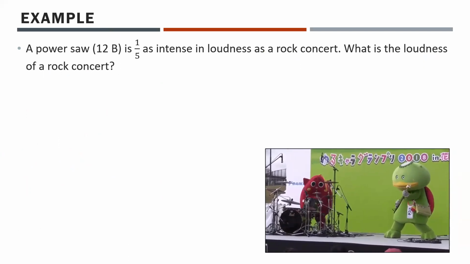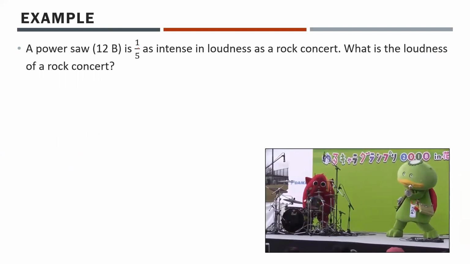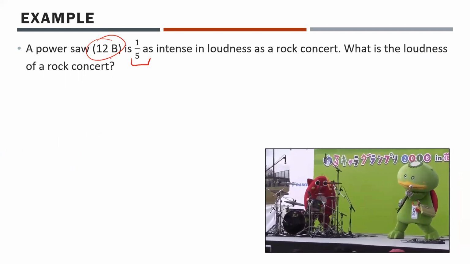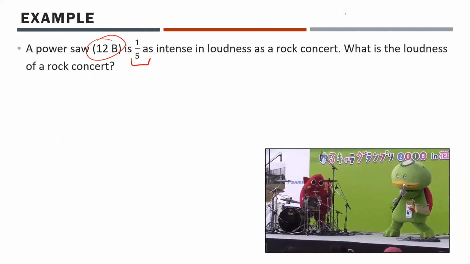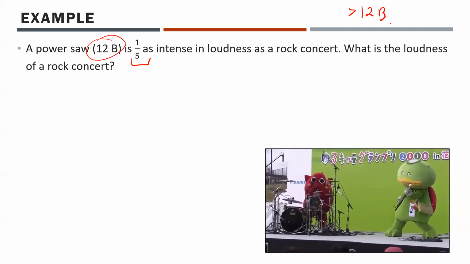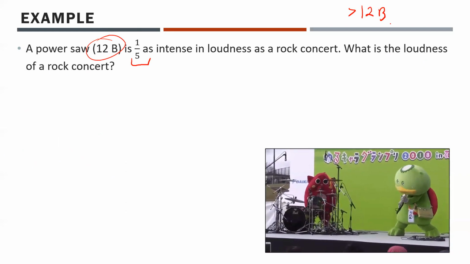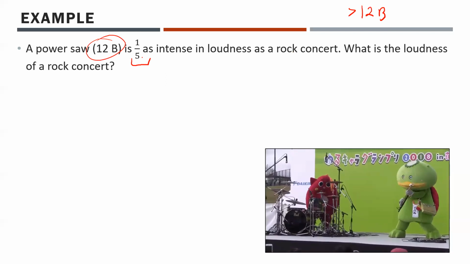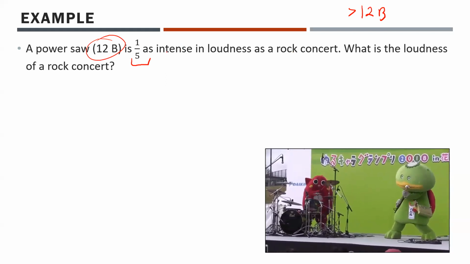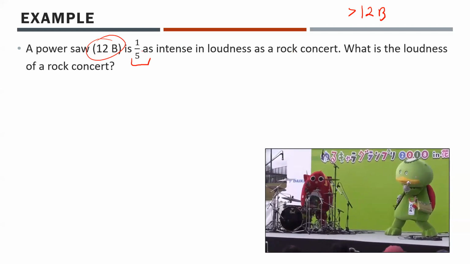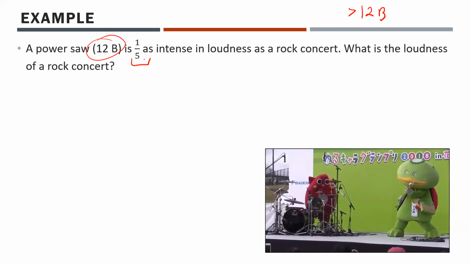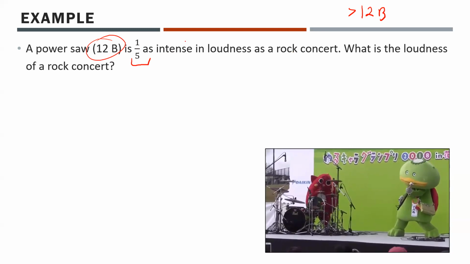Okay, so this one's kind of like the last one. Notice it's 1/5 as intense. That tells us the power saw is going to be a lower number than the rock concert. So the rock concert is going to be greater than 12 bels. That might be important to note. However, notice how small this number is here, right? 1/5 as intense. Since we're going to have a 1/5 here as our difference in intensity, I'm going to actually assume that we're doing this a bit backwards, and we're going to go the power saw minus the bigger number.